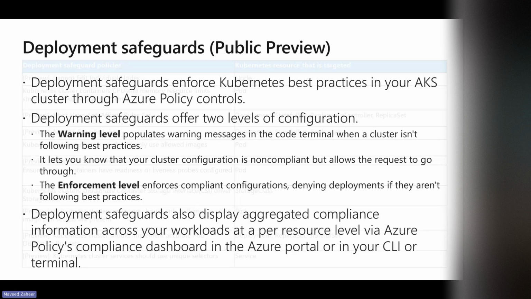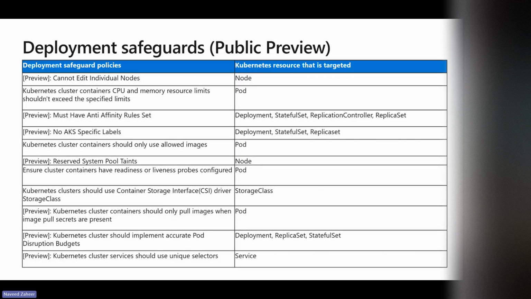Deployment safeguards, and here is a list of safeguards that are available as of this moment. These are applied through policy. And by the way, not only with the command line, you can go to the Azure policy portal and see how the policies are applied there. So both of these things are at your disposal.